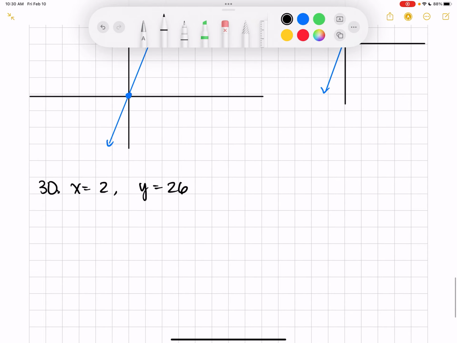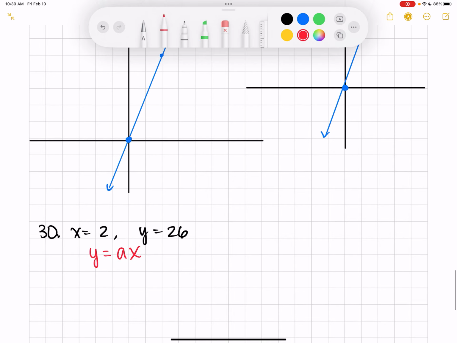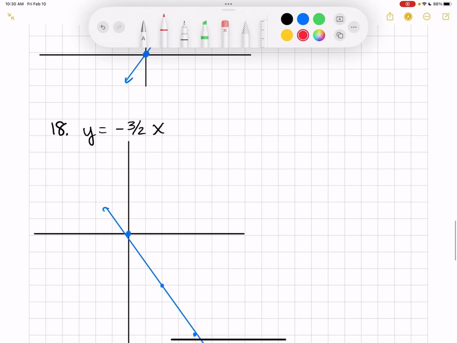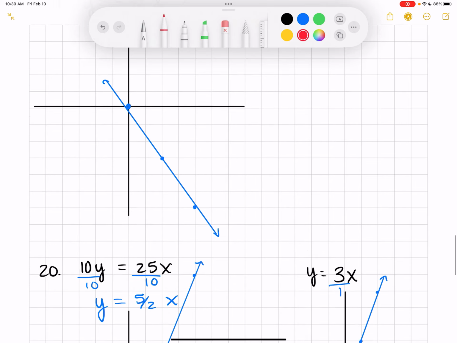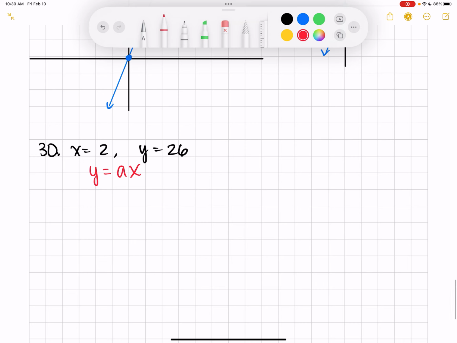So we want an equation that shows that y varies directly with x, meaning that y is equal to ax. Normally when we've done these problems before, like up here, y is equal to some number times x. I don't know what that number is, so I need to find it. So I'm going to plug into this equation 26 and 2 for y and x. So it'll be 26 is equal to a times 2.